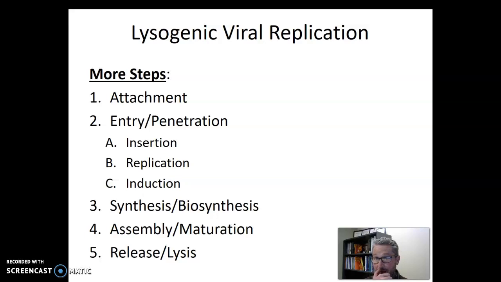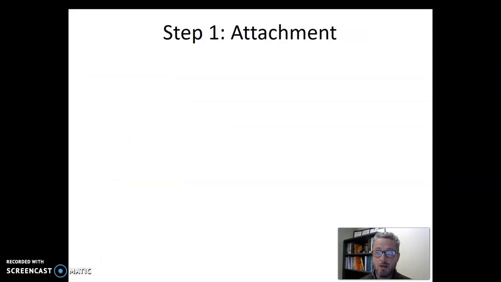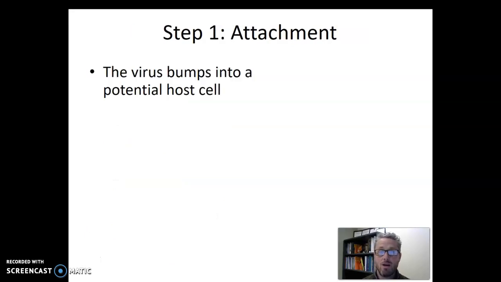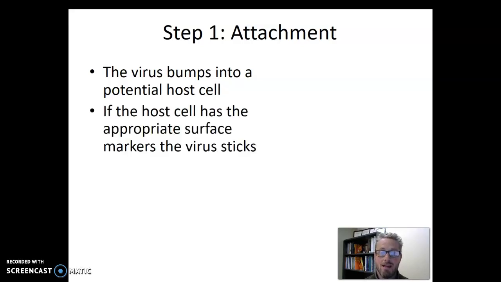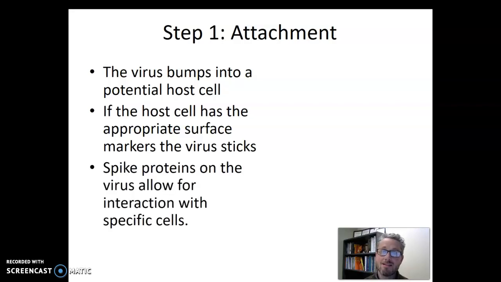So let's look at these steps and think about what's happening during each of them. First step, attachment. Again, this is the exact same as what happens in the lytic life cycle. The virus is floating around in the environment. It bumps into a potential host cell. If that host cell has the appropriate surface markers on the outside, the virus is going to stick. The reason the virus sticks is because the virus has the right spike proteins that will interact with the markers on the outside of the host cell.